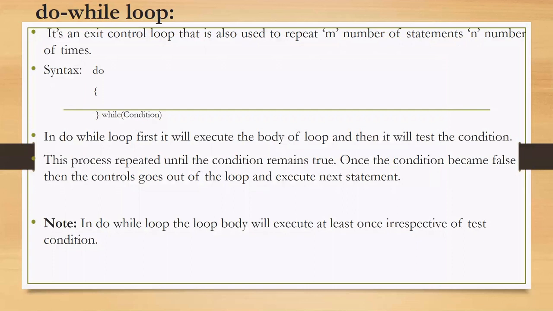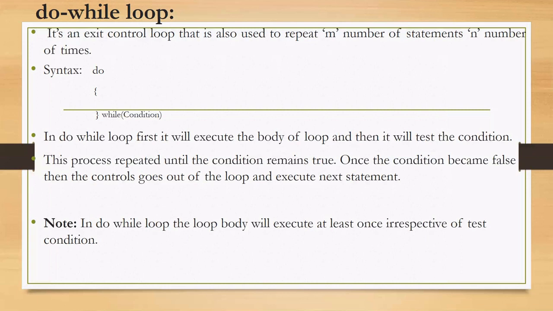Next we'll see the do while loop. It's actually an exit controlled loop. This is also used to repeat m number of statements n number of times. That is the concept of looping, but the position of the test condition is a little different. You can see the syntax. First there is the do. After that it will go to the body of the do. Finally it will go to the condition. If the condition is true, again it will go to the do and execute the body. If the condition fails, it will come out of it. So by that time, the loop will have been executed one time.